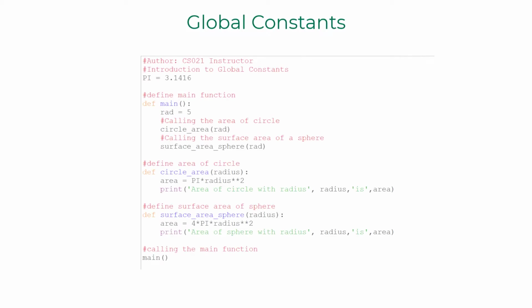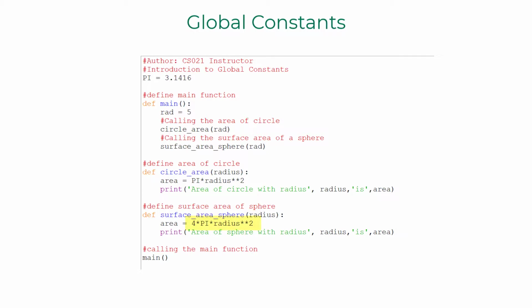I must admit, there is an exception to defining values outside the functions. It is when you're going to use constants across all your functions. Look at this example where we use the value of pi multiple times across different functions.